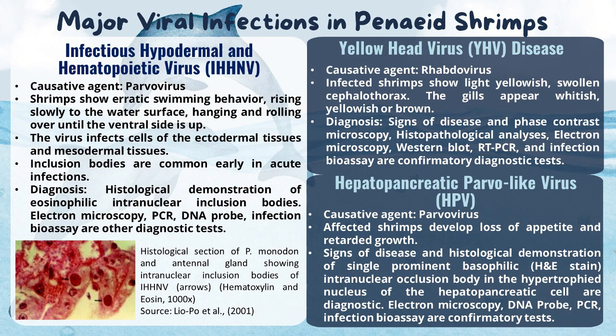Another viral infection is the yellowhead virus or YHV. This viral infection is caused by rhabdovirus. It affects subadults and broodstocks of Penaeus monodon, Penaeus asticus, Penaeus dugurarum, Penaeus merguensis, Penaeus setiferus, Plaemon, styliferus, and Acetis species. Infected shrimps show a light yellowish, swollen cephalothorax. The gills appear whitish, yellowish, or brown.